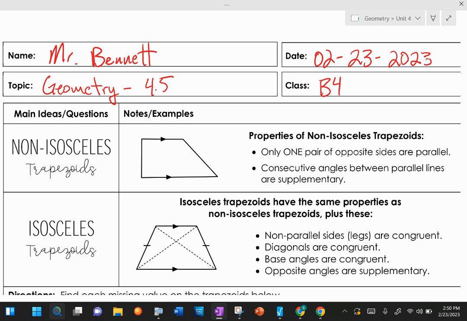Go ahead, Harper. Only one pair of opposite sides are parallel. Consecutive angles between parallel lines are supplementary. Good. Are we clear on what both of those mean? Okay, so that is a key thing with the trapezoid: you have one pair of opposite sides that are parallel, and the consecutive angles between the parallel lines are going to be supplementary to each other.